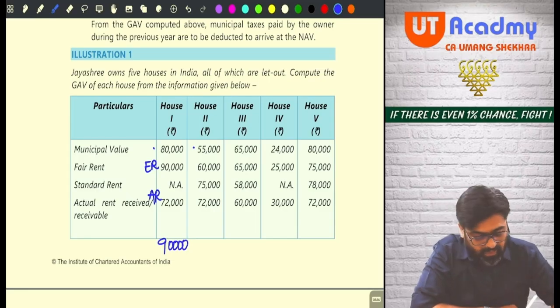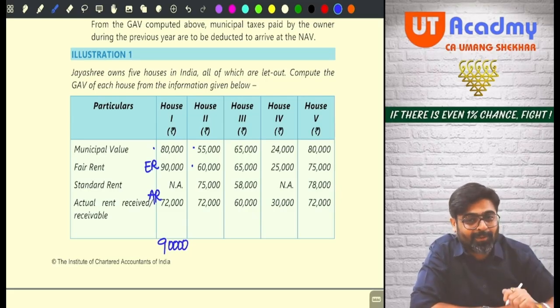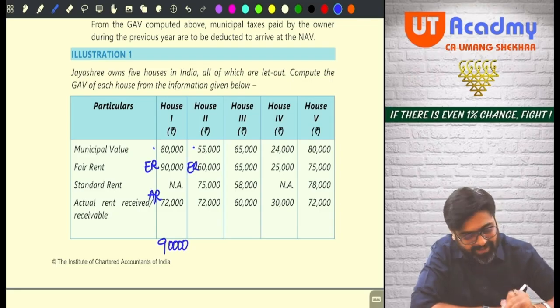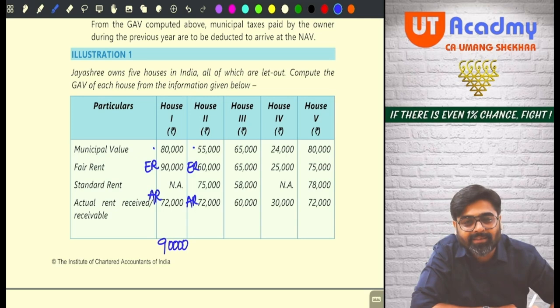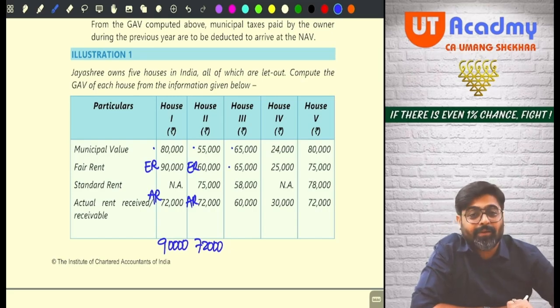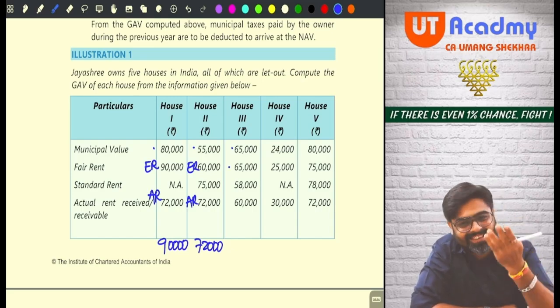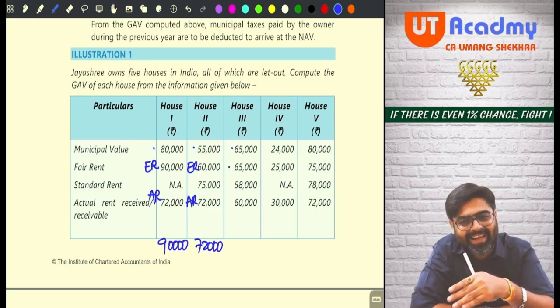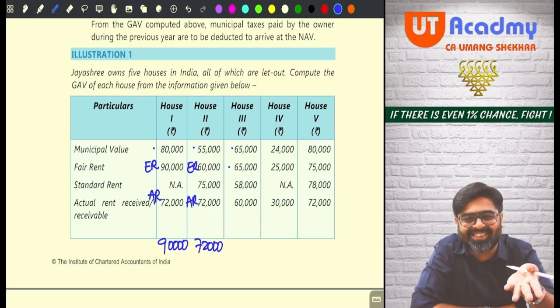Second one, 55 or 60, whichever is higher: 60. 60 or 75, whichever is lower: 60. 60 will become your expected rent, and this is your actual rent. So 60 or 72, whichever is higher: 72. Next, 65 or 65, whichever is higher: 65 only. Any 65 you take, that is higher only, no?